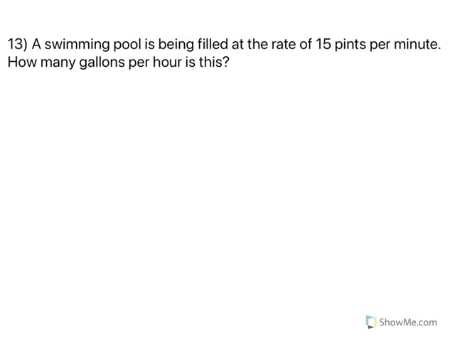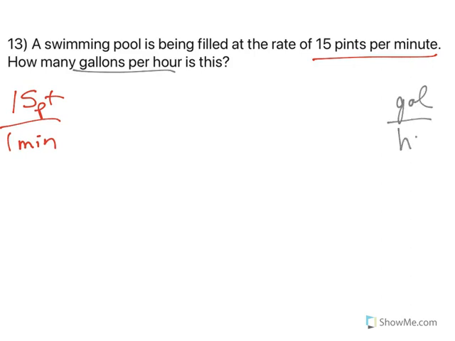A swimming pool is being filled at a rate of 15 pints per minute. How many gallons per hour is this? Okay, we start with 15 pints in 1 minute. Now, I like to start with what do I have? What do I know? And where am I going? Well, I'm going to gallons per hour. Okay, so my first step, looking at my numerator, I always start in the top. It doesn't matter, but that's just where my heart is. So I need to change pints to gallons.